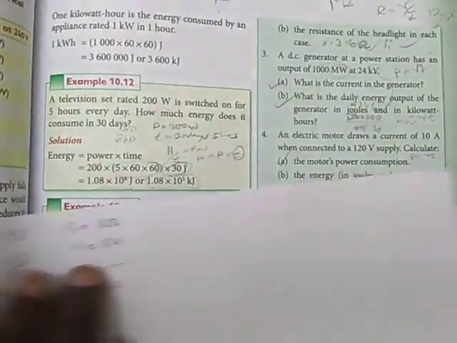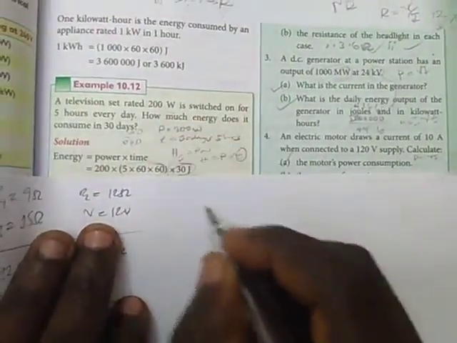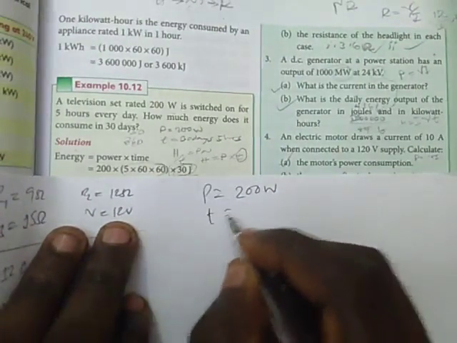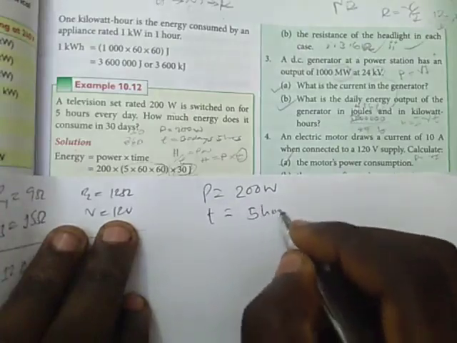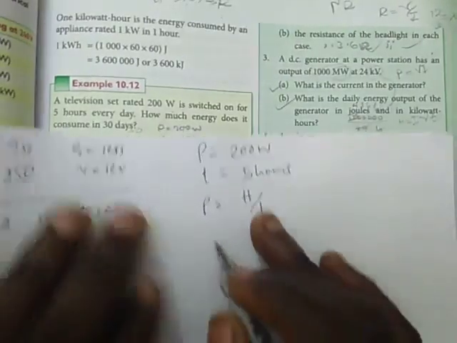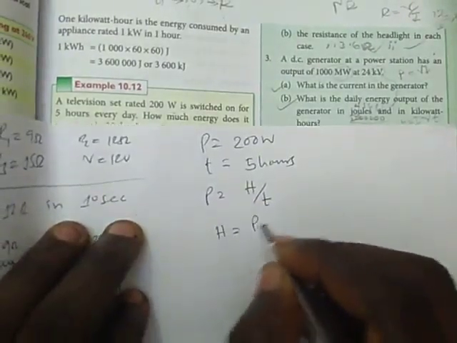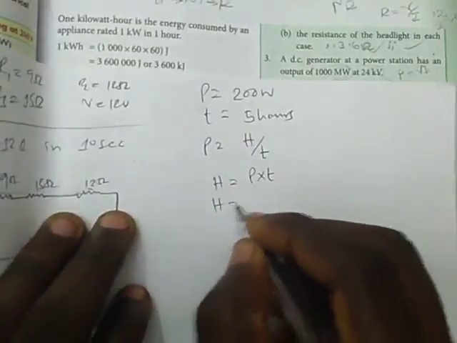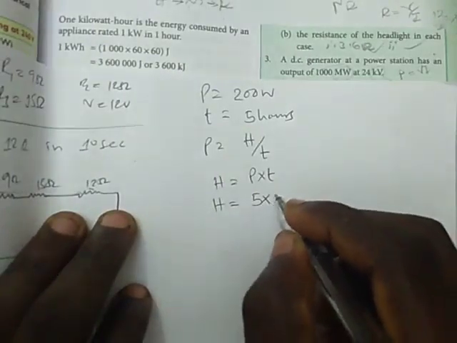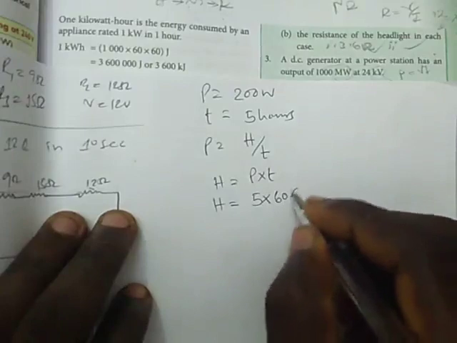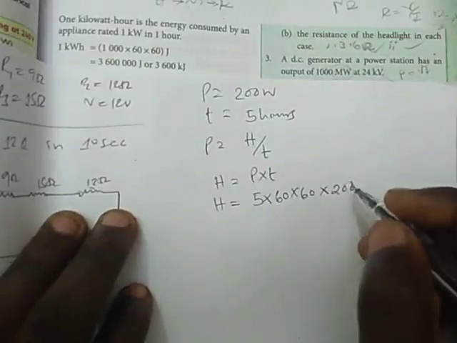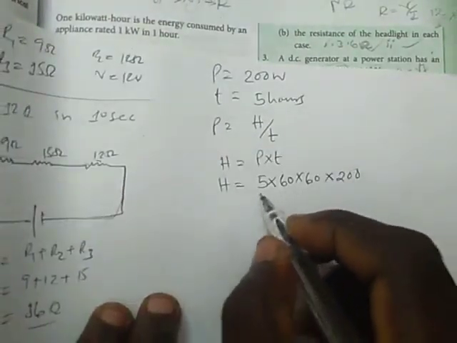So kwanza television yenyewe imepewa rating ngapi? 200 watt. So power ni ngapi? 200 watt. Lakini pia time ambayo inakuwa rated ni 5 hours in a day. That is to say power is equal to amount of heat energy divided by time. Unaona? So to get heat energy is equal to power times time. Heat energy in just one day is equal to 5 hours, tunapeleka kwenye 60, it is your minutes, tunapeleka kwenye 60, it is your seconds, tunatimes na ile 200. Unaona? This will be energy consumed in just one day.